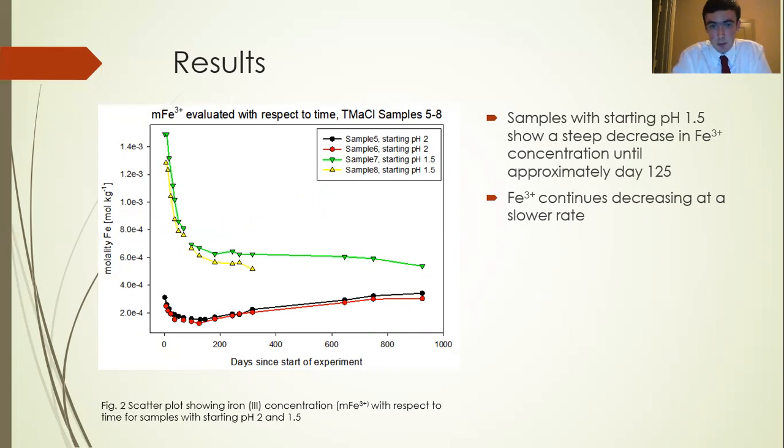So 5 and 6 are still on the plot, except these are now represented by the black and red symbols. And samples 7 and 8, which had starting pH of 1.5, are represented by the green and yellow symbols. As you can see, samples 7 and 8, at the lowest pH of this experiment, had an even more different fashion of dissolution in that they decreased until, again, approximately day 125, but never started increasing again. Their rate of decrease only slowed after day 125.